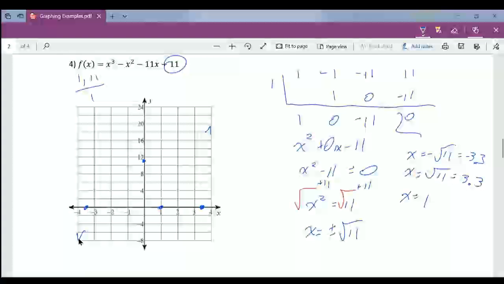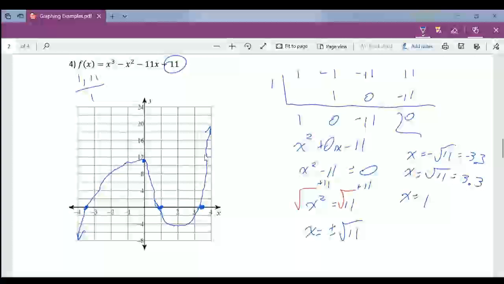None of them have an even multiplicity. So we'll just go up through there. Got to hit that y-intercept, come down. Almost missed it. There we go. And come back around. Almost missed that as well. And there we go. That's that one graphed as well for us.